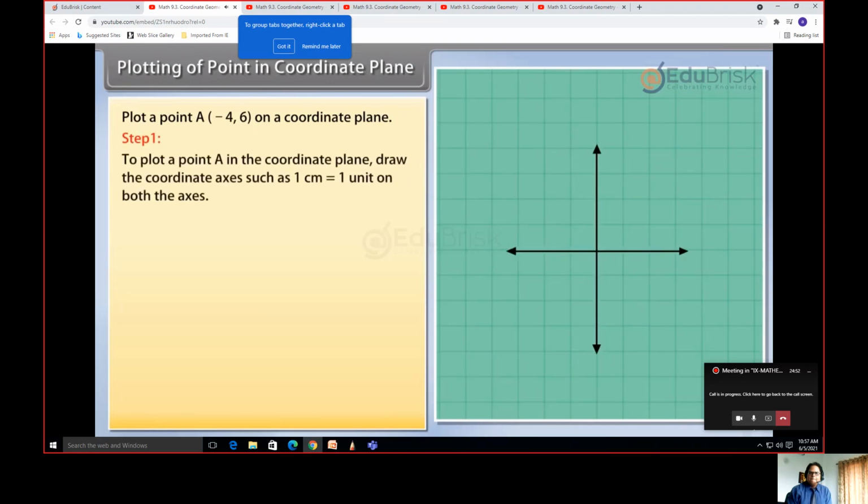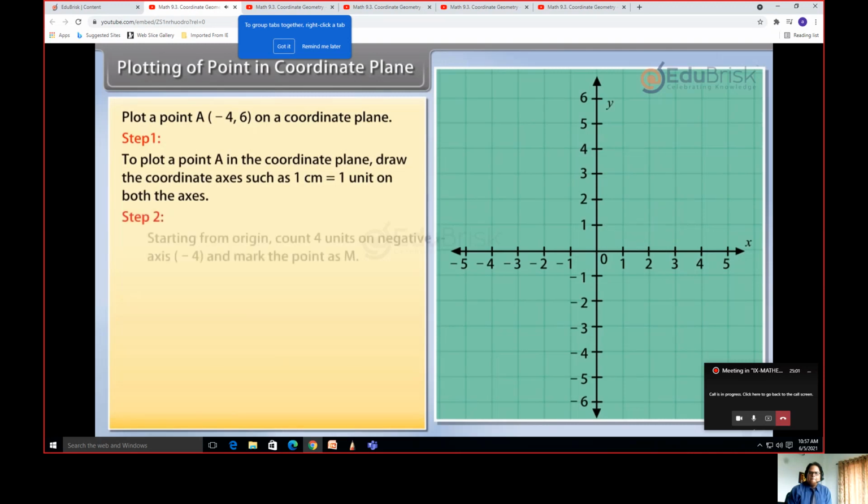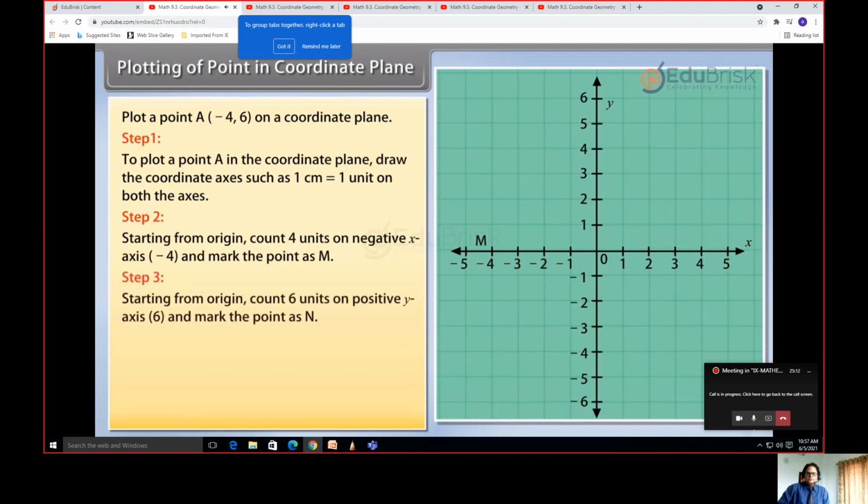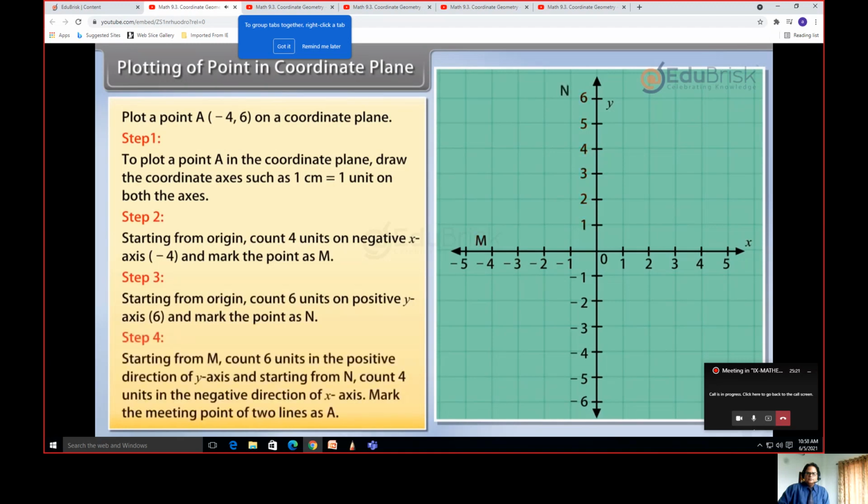Step 1. To plot a point A in the coordinate plane, draw the coordinate axes such that 1 centimeter is 1 unit on both the axes. Step 2. Starting from the origin, count 4 units on the negative x-axis, that is, -4, and mark the point as M. Step 3. Now starting from the origin, count 6 units on the positive y-axis, that is 6, and mark the point as N. Step 4. Starting from M, count 6 units in the positive direction of the y-axis, and starting from N, count 4 units in the negative direction of the x-axis. Mark the meeting point of the two lines as A.